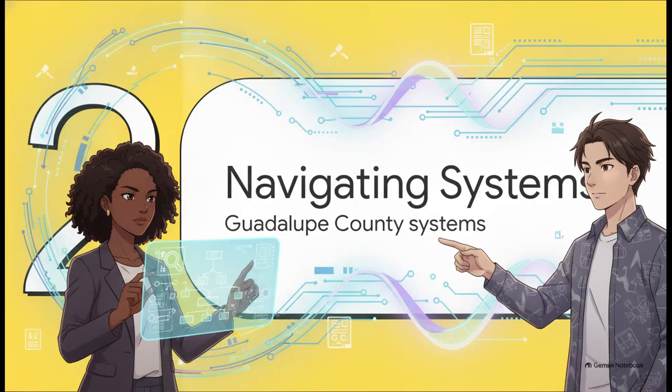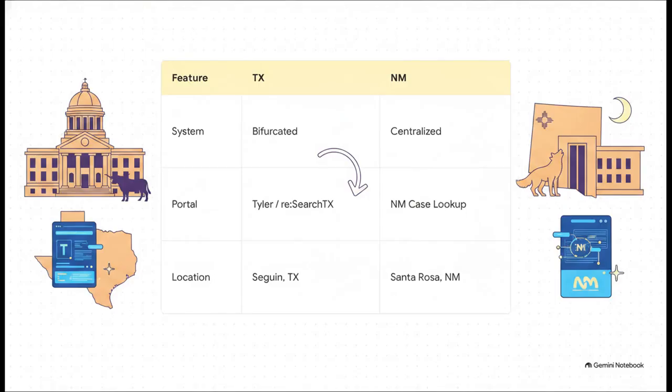Section 2. Navigating Guadalupe County systems. Okay, here is the big twist. There are actually two completely different Guadalupe counties in the U.S. Yep, we've got Guadalupe County, Texas, located in Seguin, and Guadalupe County, New Mexico, over in Santa Rosa. If you're hunting for a property deed in Texas, but you accidentally stumbled onto the New Mexico portal, well, you're never going to find it.